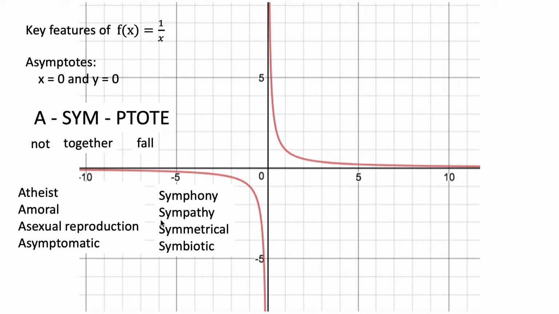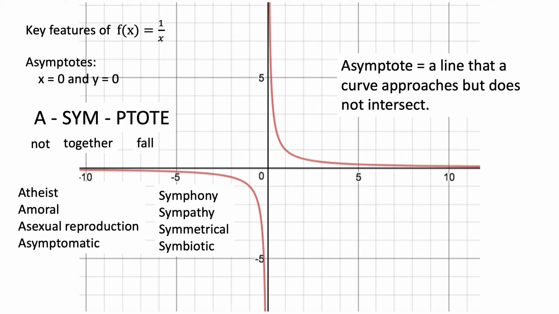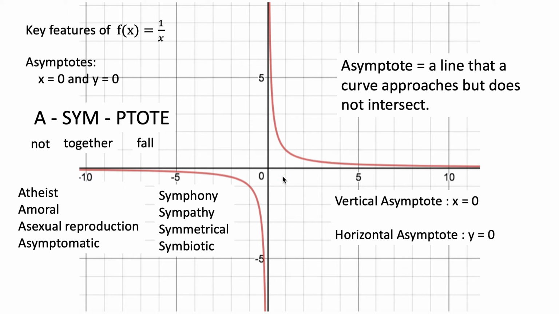And tote means to fall. There's not an English equivalent. So asymptote means not fall together. The curve does not fall together with the line. It approaches the line, but it doesn't intersect. So the curve is the curve, and the asymptote is the line that the curve approaches. In this example, the asymptotes are a vertical asymptote, which is the y-axis, x equals 0, and a horizontal asymptote, which is the x-axis, y equals 0.